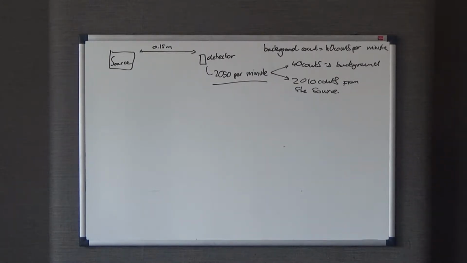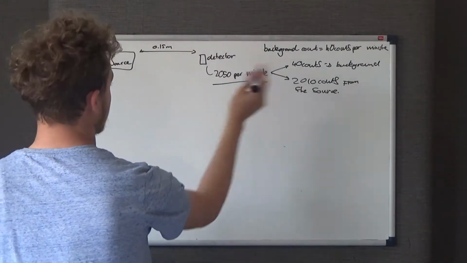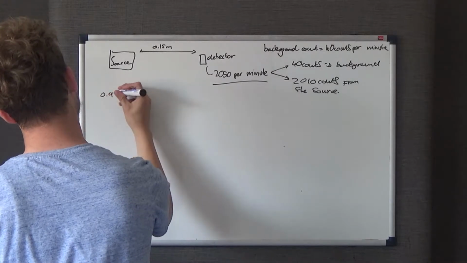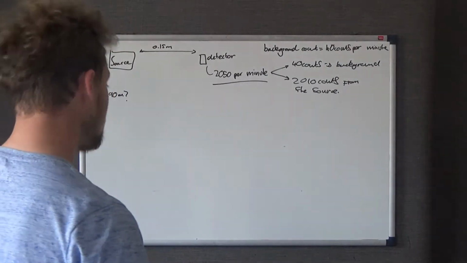So the student moves the detector further away from the gamma source and records the count rate again. Okay, calculate the average count rate you would expect when the new distance is 0.9 meters. Okay, so that's the workings at 0.15 meters. What's the reading at 0.9 meters?